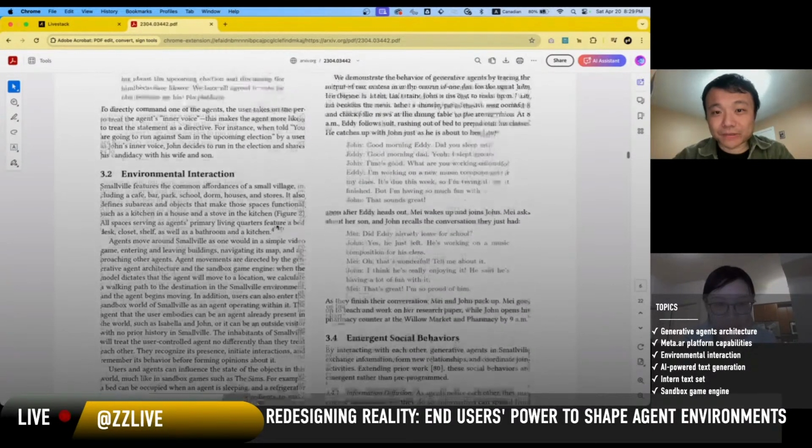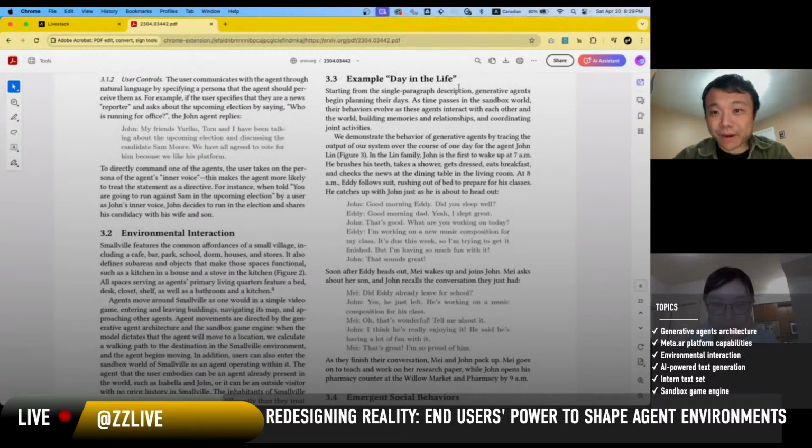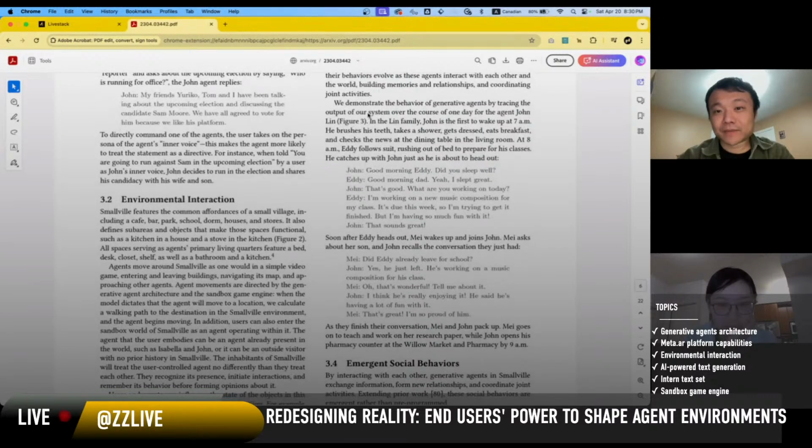Okay, example, day in the life. Starting with a single paragraph description, generative agents begin planning their days. As time passes in the sandbox world, their behavior evolves as these agents interact with each other and the world, building memories and relationships and coordinating joint activities. Okay, here's a demonstration in the link.